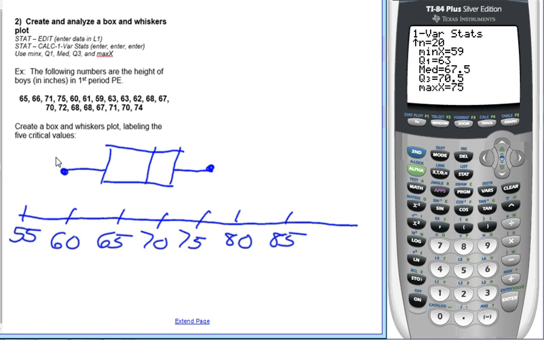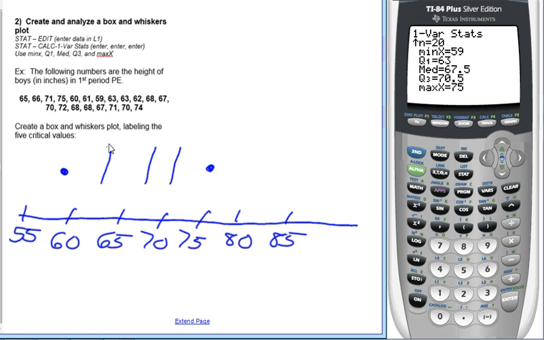So again, this was my min. This was 59. This was my Q1, which was 63. This was my median, my middle, 67.5. Kind of messy. Okay, oops, I didn't want to undo all of that.